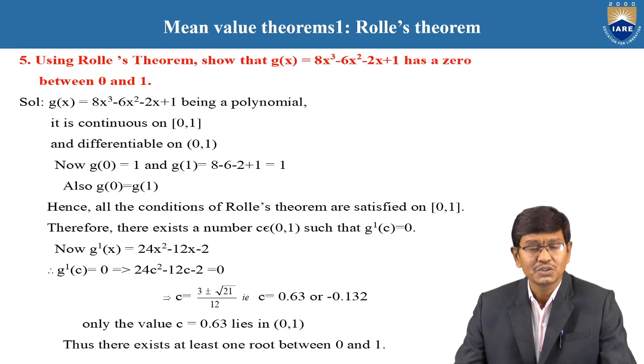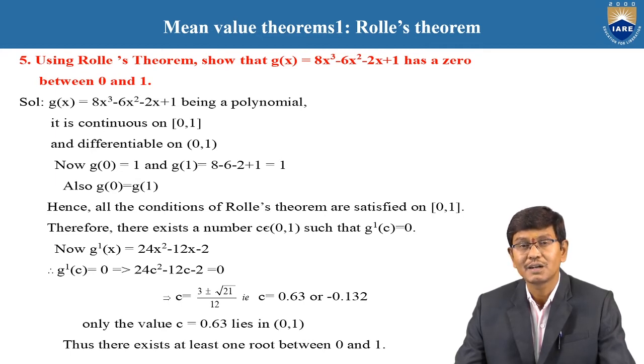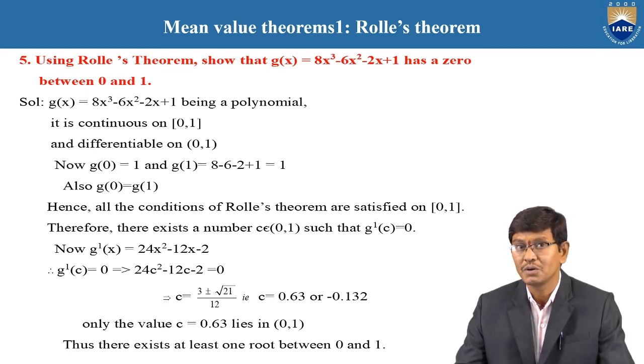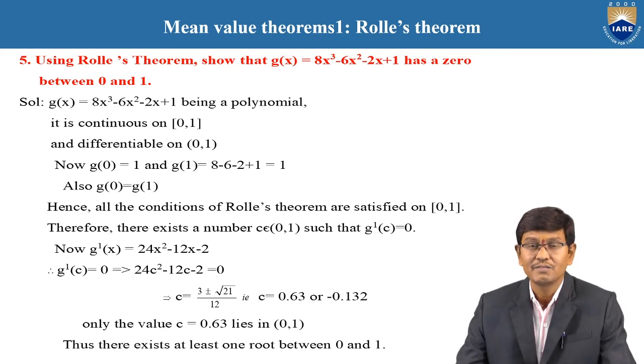Next one, using Rolle's theorem, show that g of x is equal to 8x cubed minus 6x squared minus 2x plus 1 has a 0 between 0 and 1. In all the previous problems, the function was given with the help of f only, but here the function is g only. Therefore, with the help of g, we need to check whether the function is continuous and differentiable, and whether g of a is equal to g of b. If the three conditions are satisfied, then we need to find that c lies in between a, b, such that g dash of c is equal to 0.